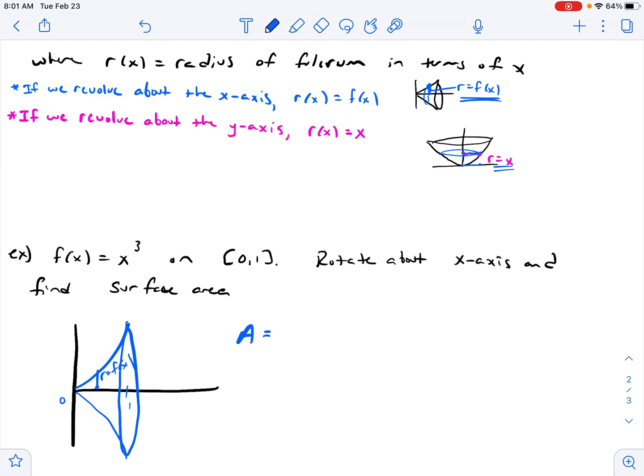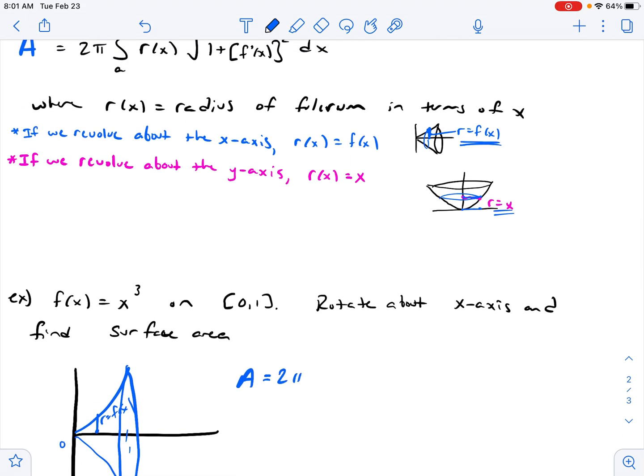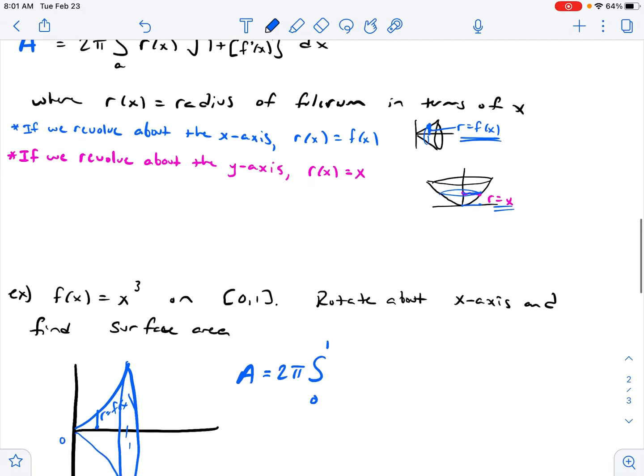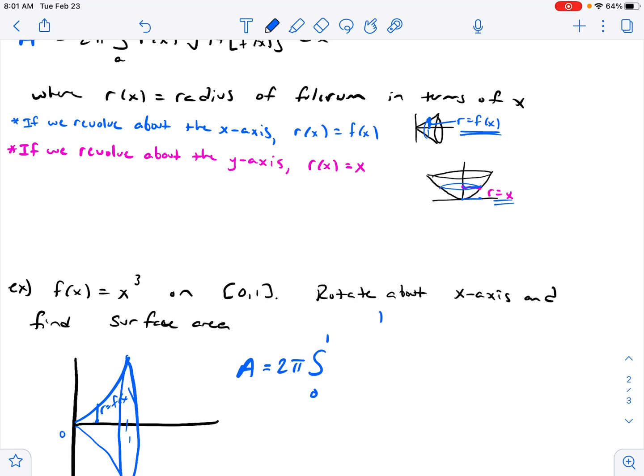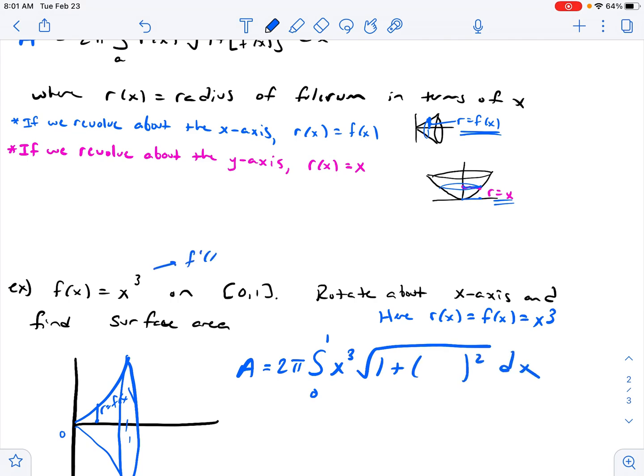So the surface area is going to be 2 pi integral from 0 to 1, and now the radius function, r of x, is going up to the function. So here, our radius function is given by f of x, which is x cubed. So that's what's going in here for r of x, times the square root of 1 plus f prime of x squared. F prime of x here is what? 3x squared. And there you have it.